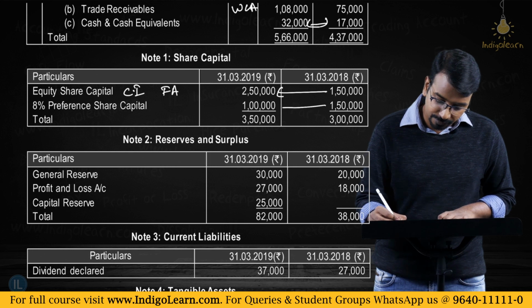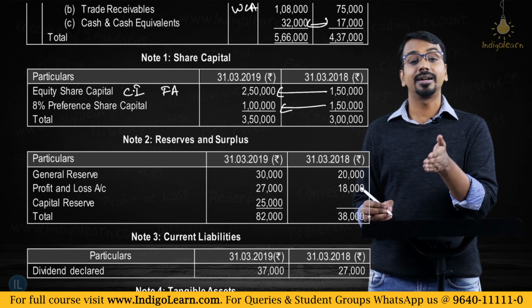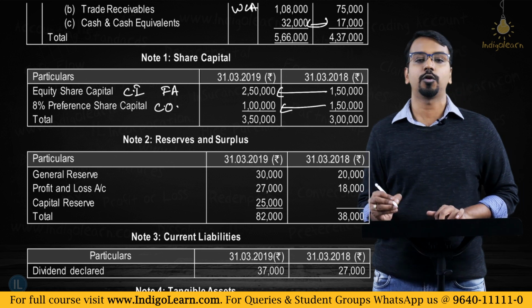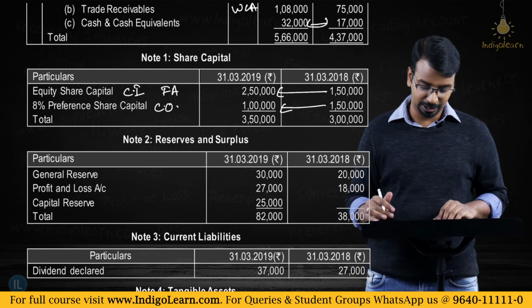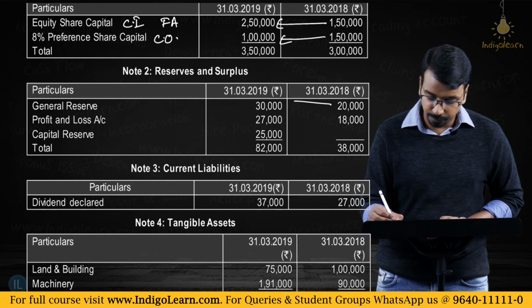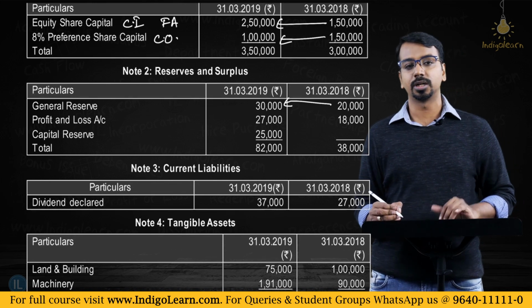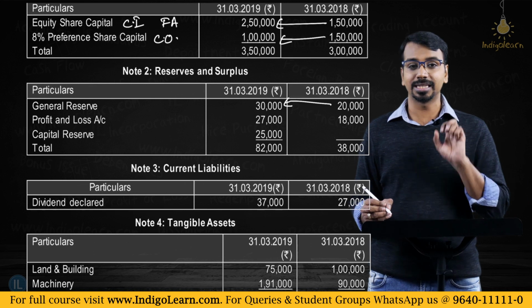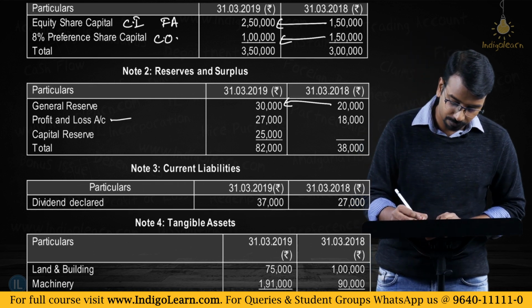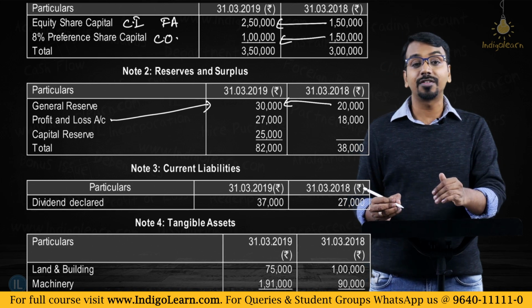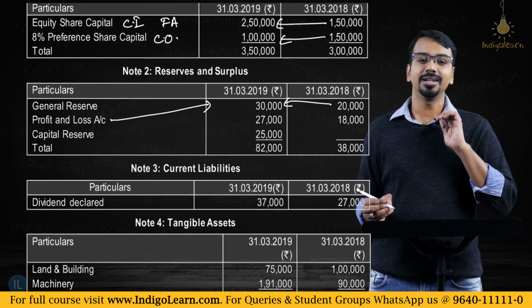Then from 150 to 1 lakh, there is a reduction in preference share capital, which means this is a cash outflow from financing activity. Come to reserves and surplus. General reserve has gone up from 20,000 to 30,000. Now why has it gone up? We have to check the additional information. If nothing is available, then we can assume it has come from the profit and loss account. 10,000 you have transferred from profit and loss account to the general reserve.